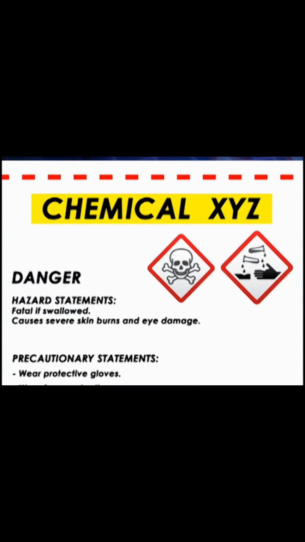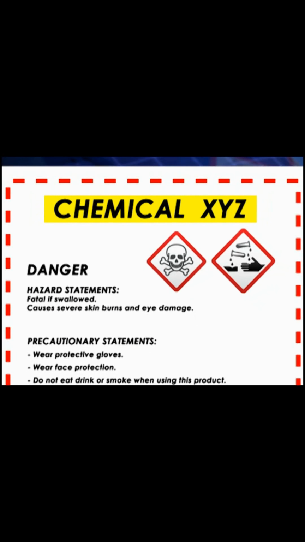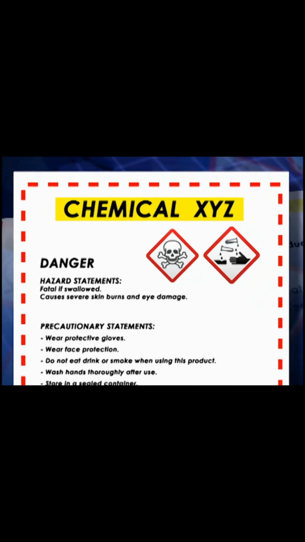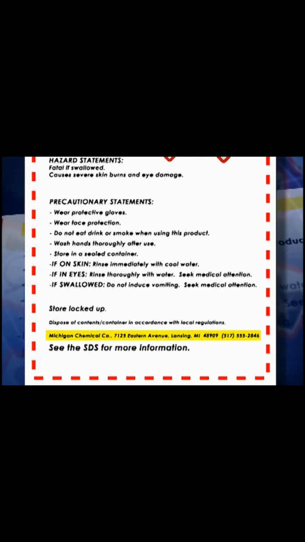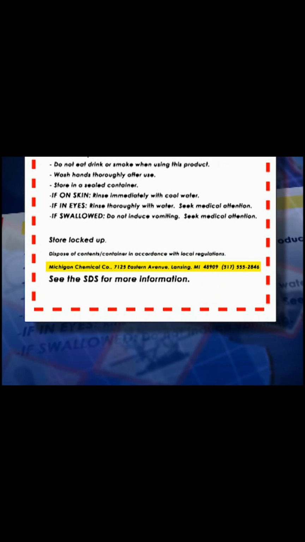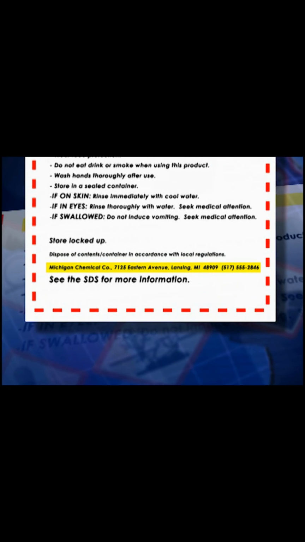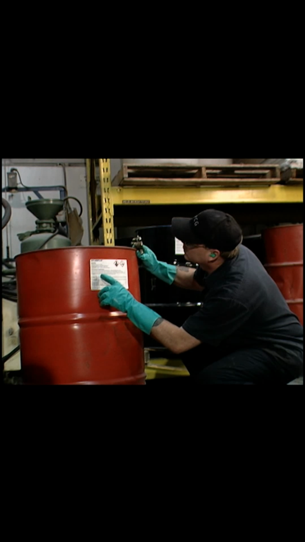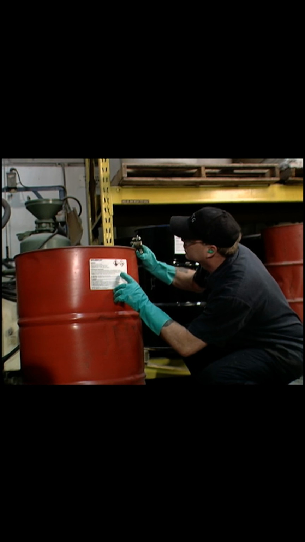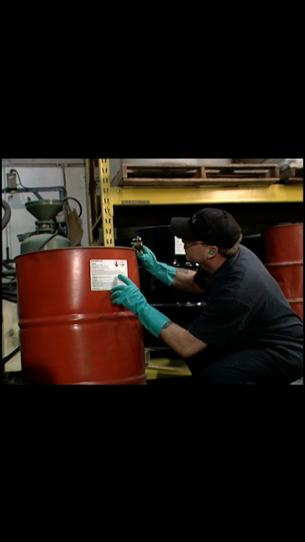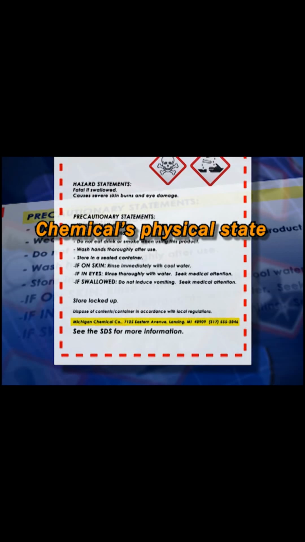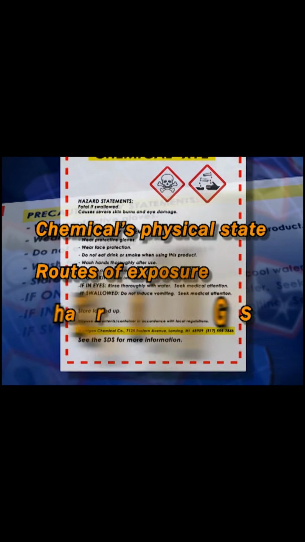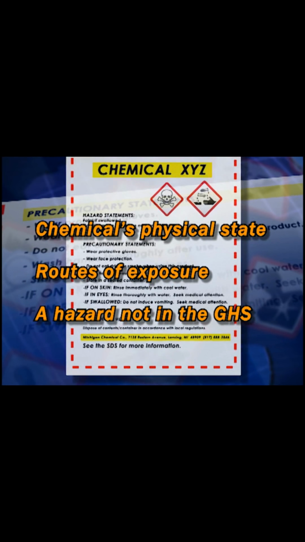Product identifier is just that, the chemical identity of the substance and proper shipping name. This should match the product identifier found on the safety data sheet. Supplier identification. This is the name, address, and telephone number of the manufacturer or supplier of the substance or mixture. And finally, supplemental information is information not specified or required under the GHS. In some cases, this may be additional safety information such as a chemical's physical state, the routes of exposure, or a hazard not yet incorporated into the GHS.